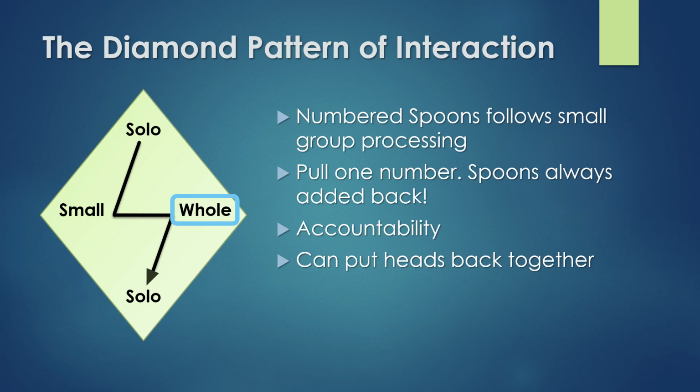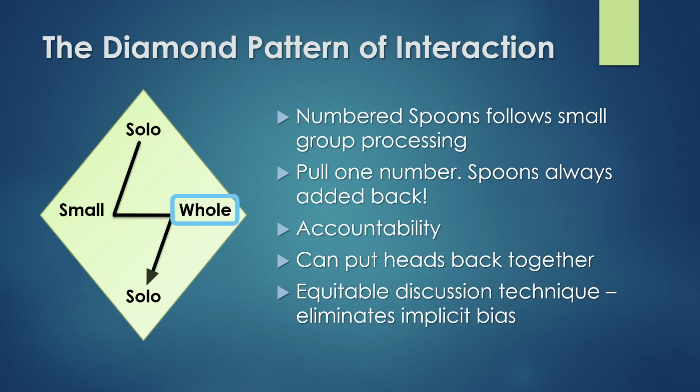This strategy holds all students accountable for being active listeners even if they didn't contribute a lot to the conversation. If the student called is having trouble remembering, the group can put their heads back together. This is an equitable discussion technique. It eliminates the chance that our implicit biases might be influencing who we hear from most in our class.